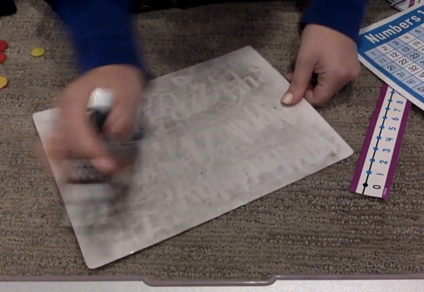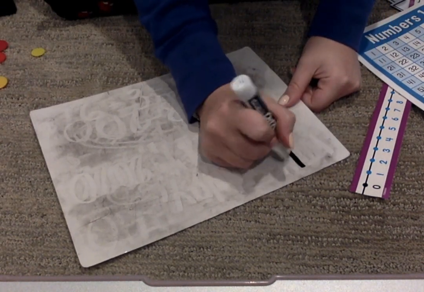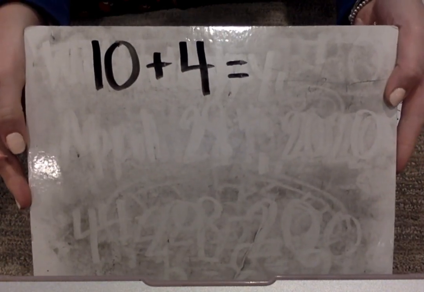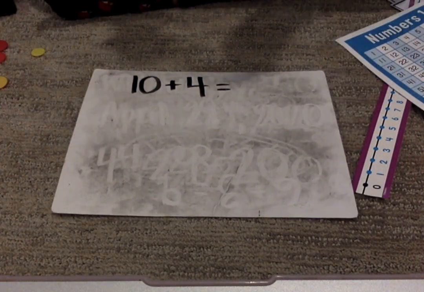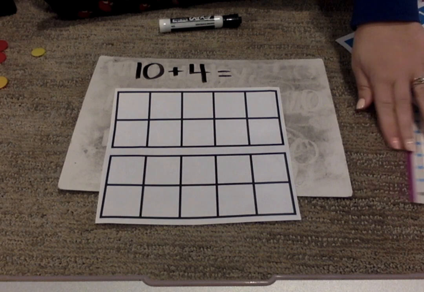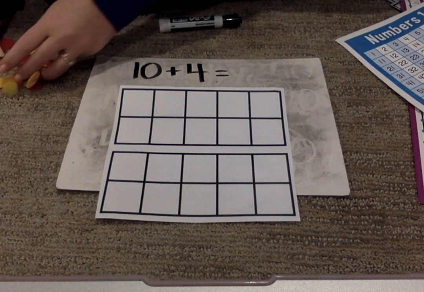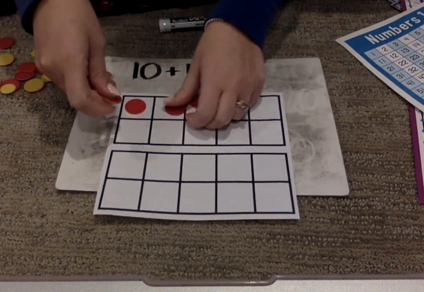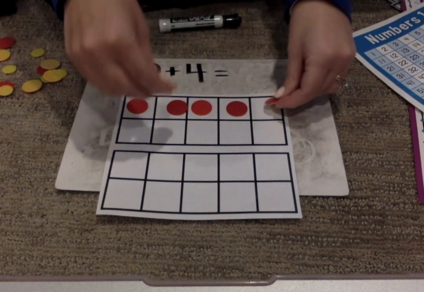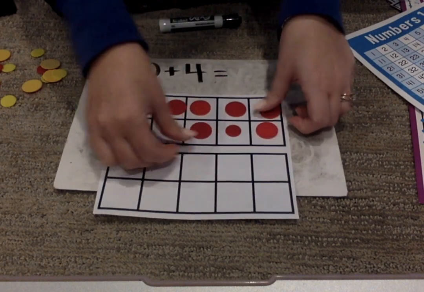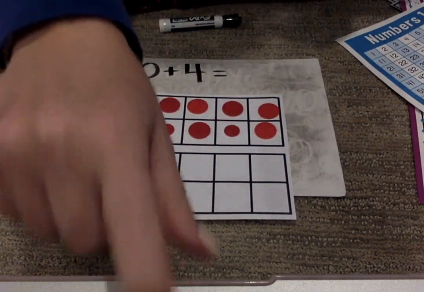What if we did 10 plus 4? Let's start with our 20 frame. So first I need 10. I know that each 10 frame is 10 altogether. So I'm going to fill this up. And I want them to all be the same color just because it's easier to see when I'm adding. Okay. I have 10 plus 4.